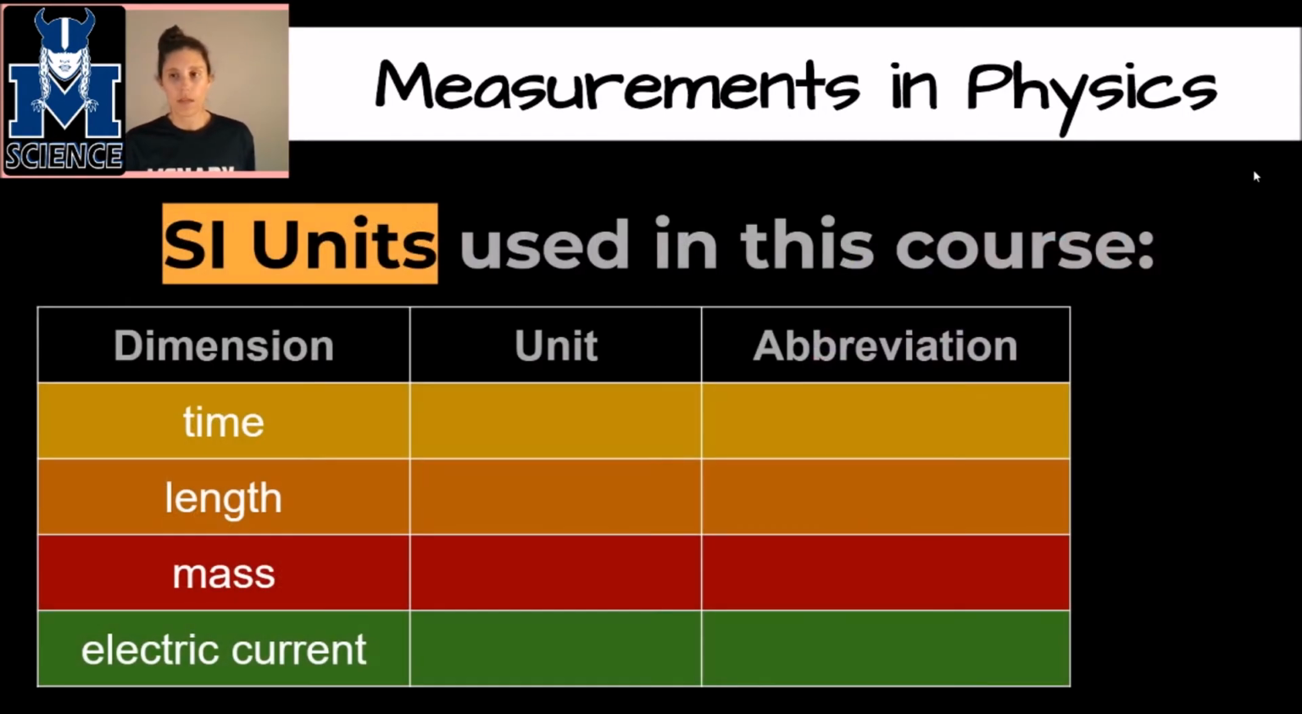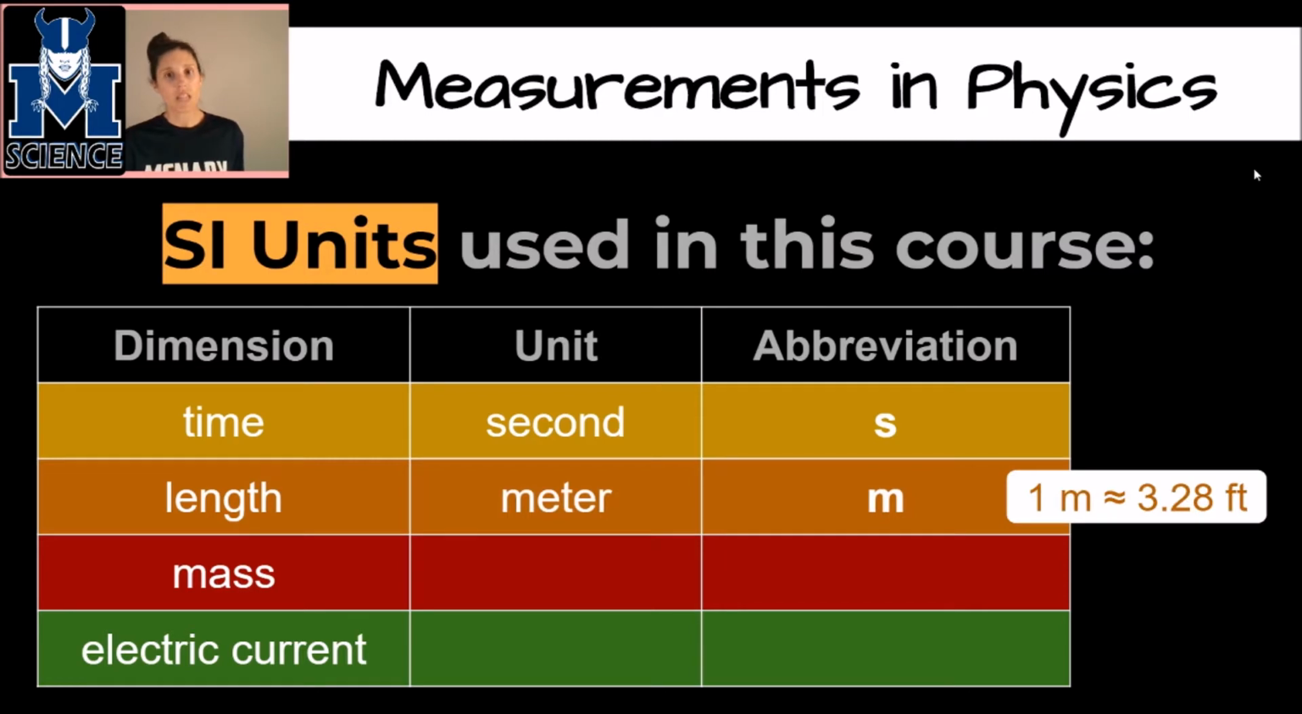So in this course, we're specifically going to focus on 4 SI units. So the units for time, length, mass, and electric current. Okay, for time, the base SI unit is the second. Okay, so the abbreviation for that is a lowercase s. For length, the SI unit is the meter, and a meter is about, well, not exactly, but very close to 3.28 feet.